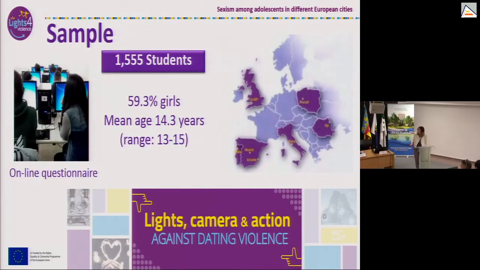The sample is part of the Life for Violence project. 1,555 students filled an online questionnaire in secondary schools from 6 different European cities. The percentage of girls was 59% and the mean age was 14 years.